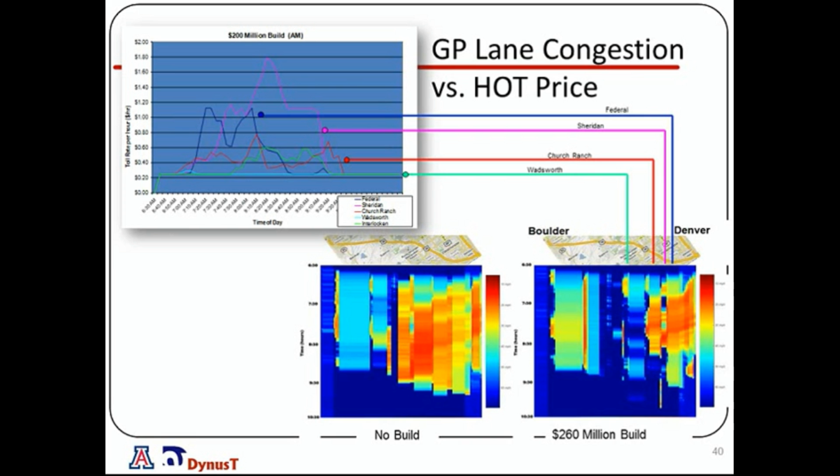We can also compare the two scenarios with the two heat maps on the bottom. The left one is the no-build scenario, and the right is the $260 million build. Dynasty was able to describe the phenomenon where congestion is largely alleviated along the corridor, but not completely eliminated. There is still some traffic congestion approaching downstream I-25, although the congested area is largely reduced. This gained the attention of the Colorado Department of Transportation concerning the potential congestion in the downstream interchange between US 36 and I-25.